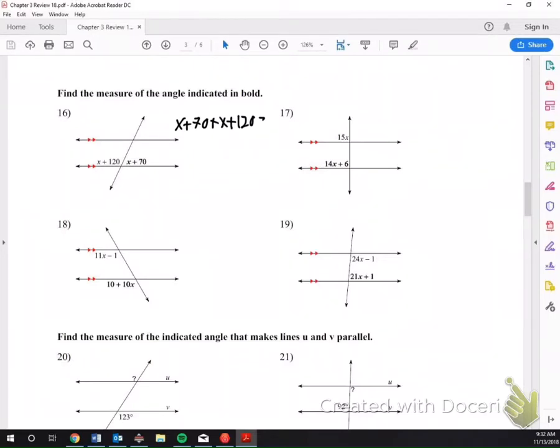Okay. So x plus 70 plus x plus 120 equals 180. Combine like terms, because they're a linear pair. We get 2x plus 190 equals 180. We're going to subtract 190 from both sides, and we get 2x equals negative 10. Divide both sides by 2, and we get x equals negative 5.